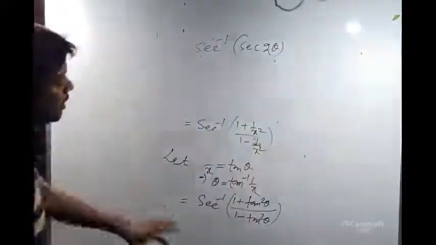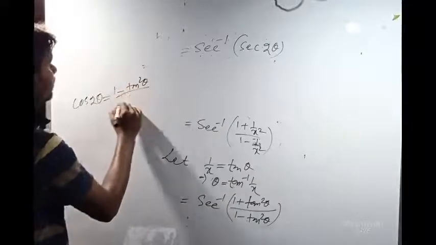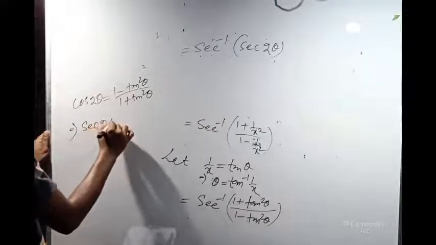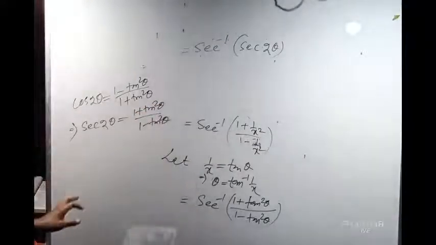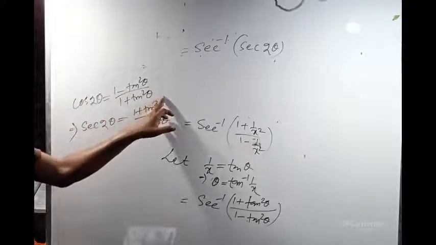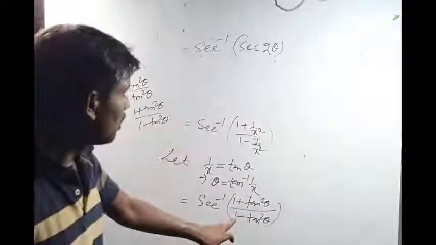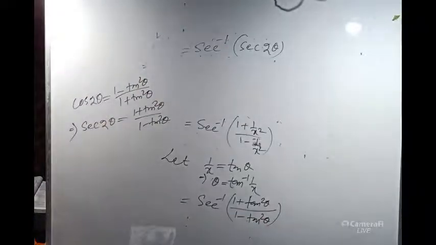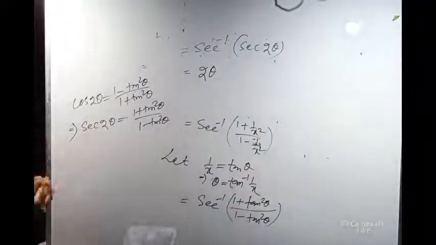Okay, this is sec 2θ. cos 2θ equals (1 − tan²θ)/(1 + tan²θ). Similarly, sec 2θ equals (1 + tan²θ)/(1 − tan²θ). We know the formula cos 2θ equals (1 − tan²θ)/(1 + tan²θ), hence the formula of sec 2θ equals (1 + tan²θ)/(1 − tan²θ). Here we write (1 + tan²θ)/(1 − tan²θ), this is equal to 2θ. Okay, any doubt? Then this is only 2θ.